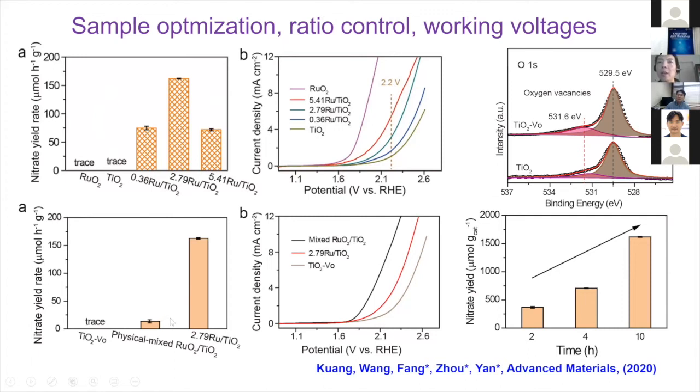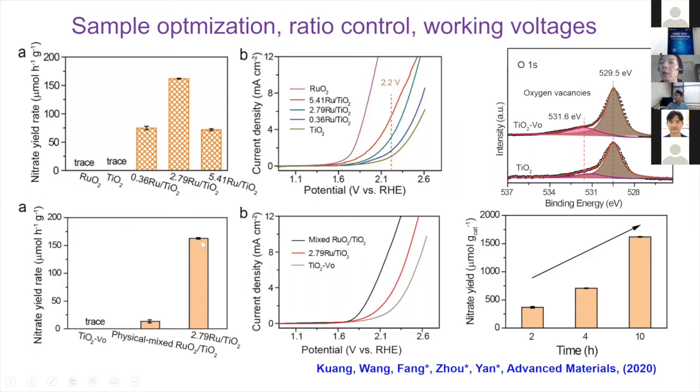Lanthana is a true active center for this reaction, because if you try to physically mix the lanthana and titanium oxide together, you do not have enough yield. Only when you dope lanthana into titanium, you will get this significant enhancement of the yield.